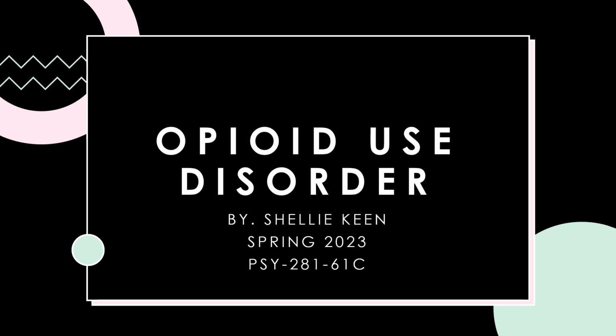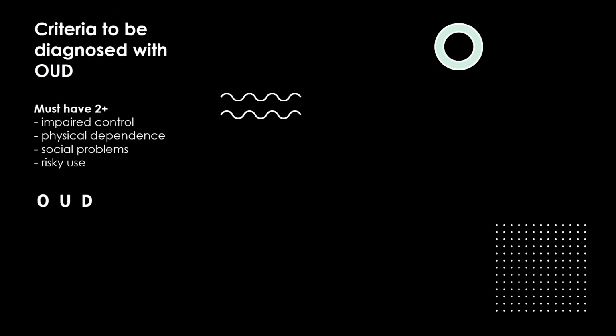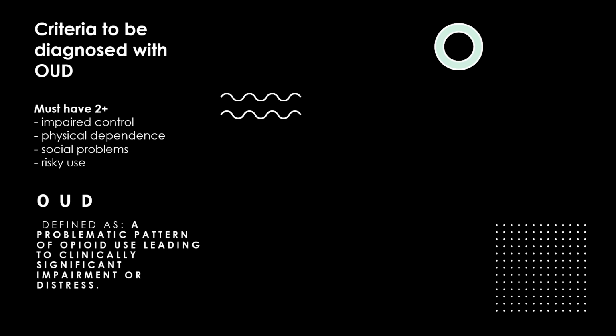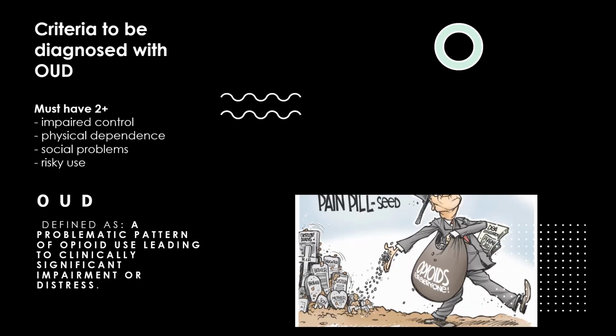I chose my presentation to be on opioid use disorder. The criteria to be diagnosed with OUD: you must have at least 2 or more. Impaired control, physical dependence, social problems, and risky use. OUD is defined as a problematic pattern of opioid use leading to clinically significant impairment or distress.